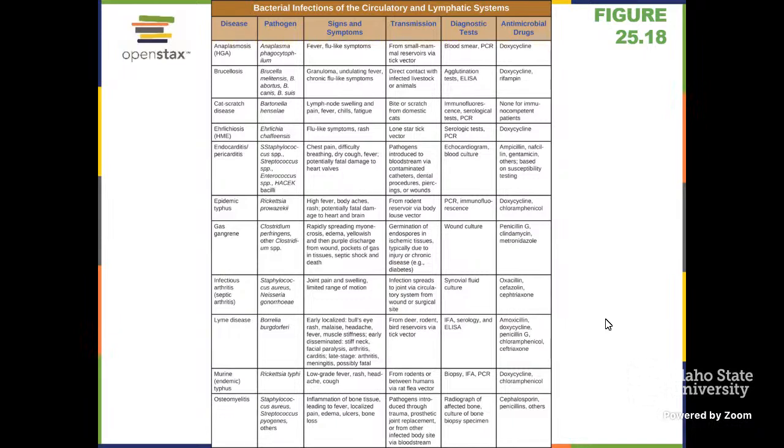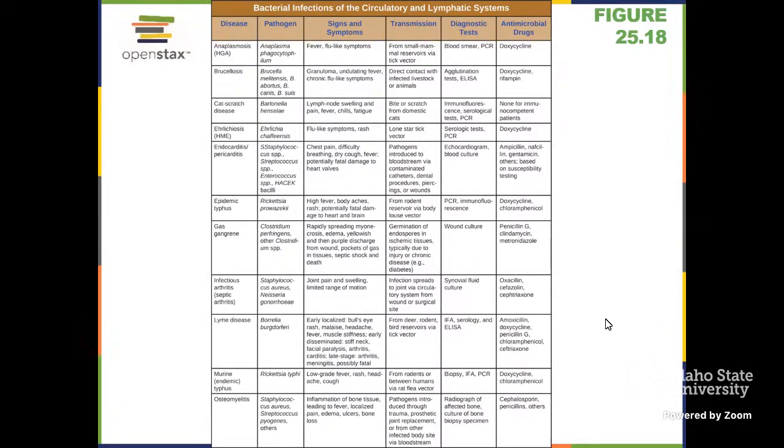Cat scratch disease, Bartonella henselae. With cat scratch, cats serve as a reservoir for this, and scratches or bites set the stage to potentially become infected. Lymph nodes swelling, pain, fever, chills.